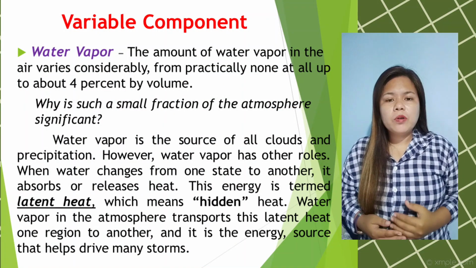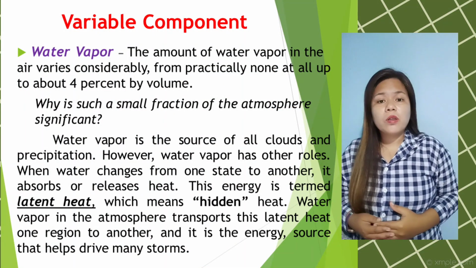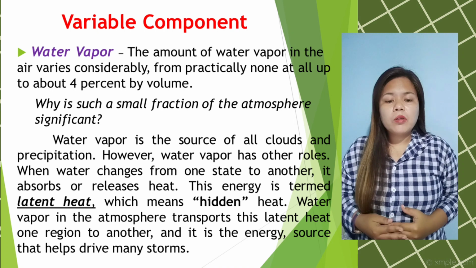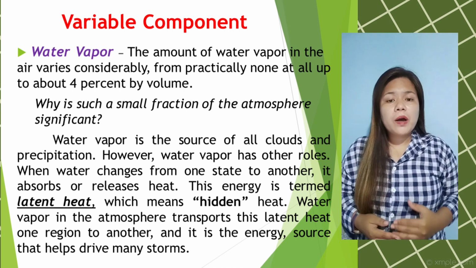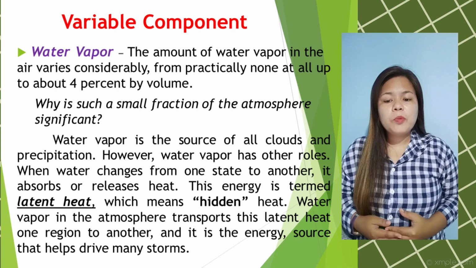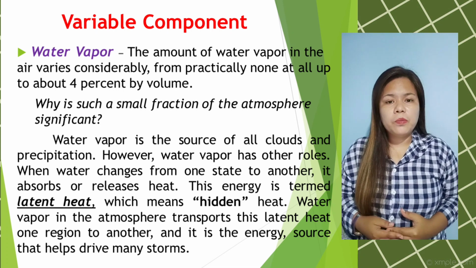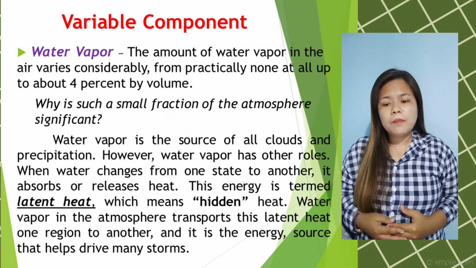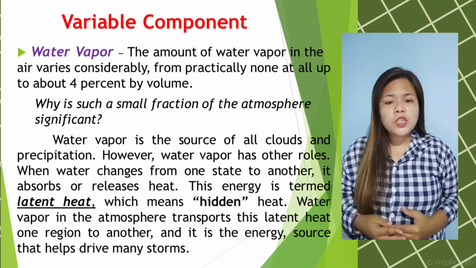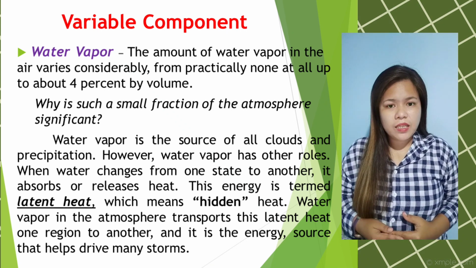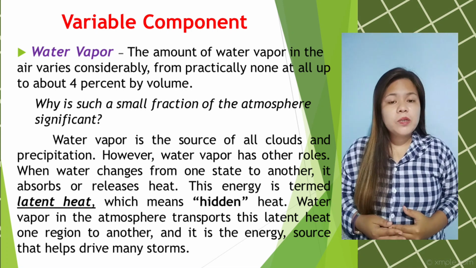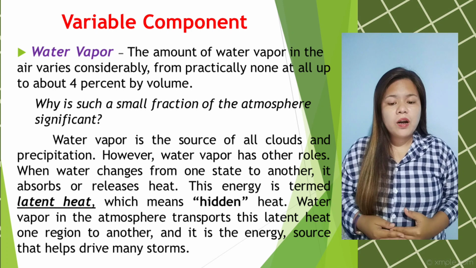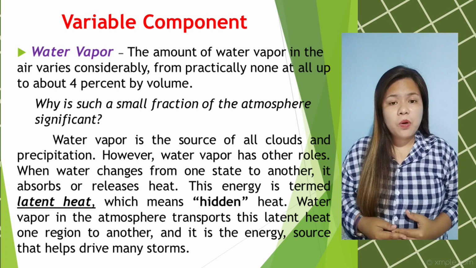One of the variable components in the atmosphere is water vapor. The amount of water vapor in the air varies considerably, from practically none at all up to about 4% by volume. Now the question is, why is such a small fraction of the atmosphere significant? Water vapor is the source of all clouds and precipitation. However, water vapor has other roles.